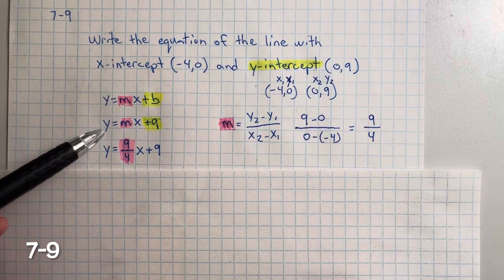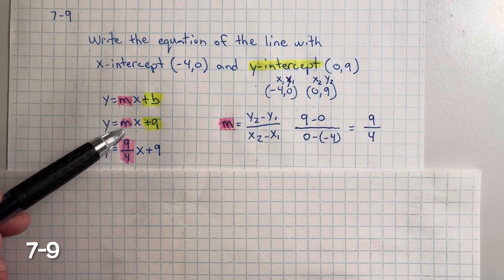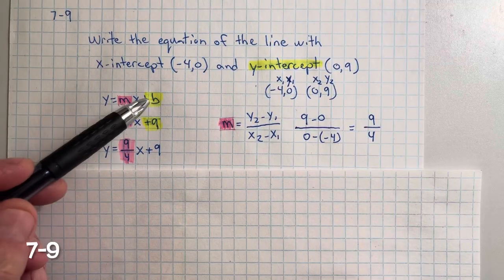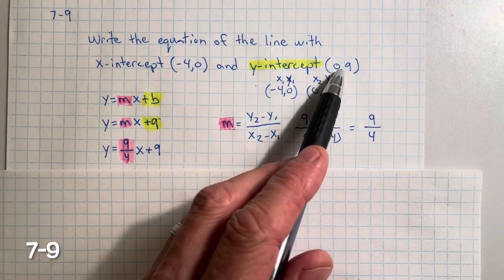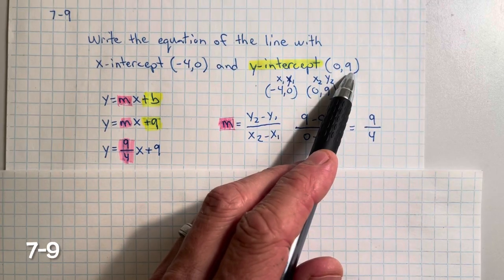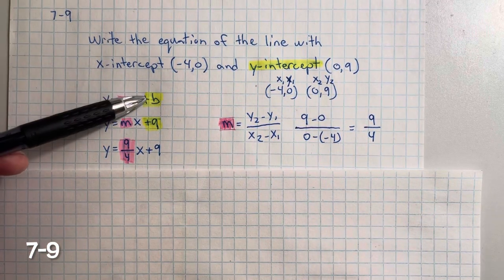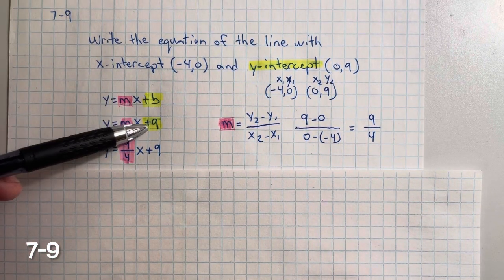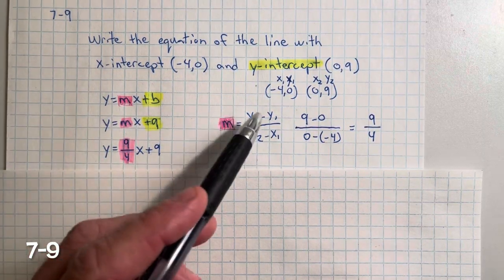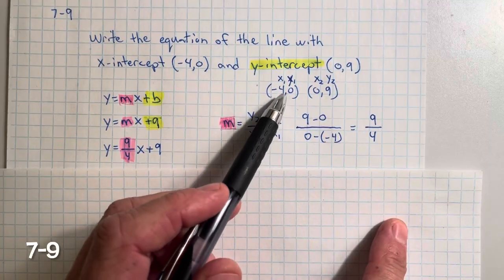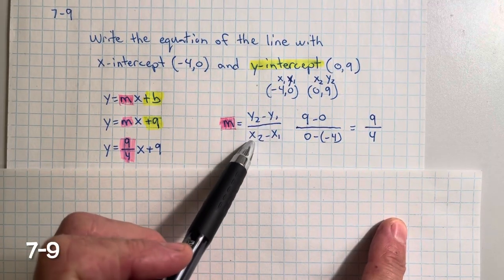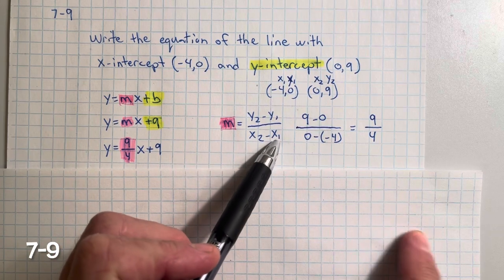And if we need to find the slope, we do know the y-intercept is 9 because it's given that x is 0 on the x, 9 on the y. So the y-intercept is 9. We need to find the slope. And the way you find the slope is you can take the difference of the y's divided by the difference of the x's.